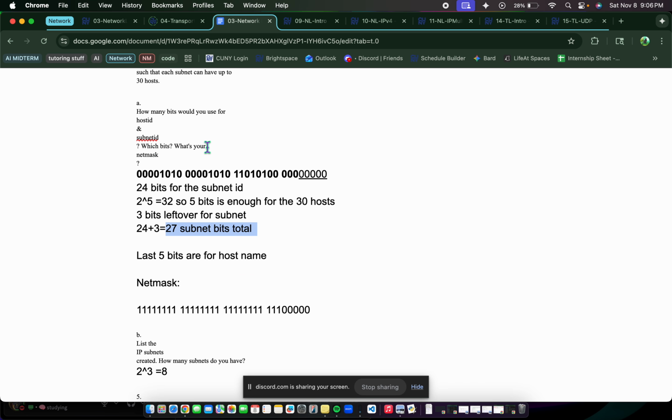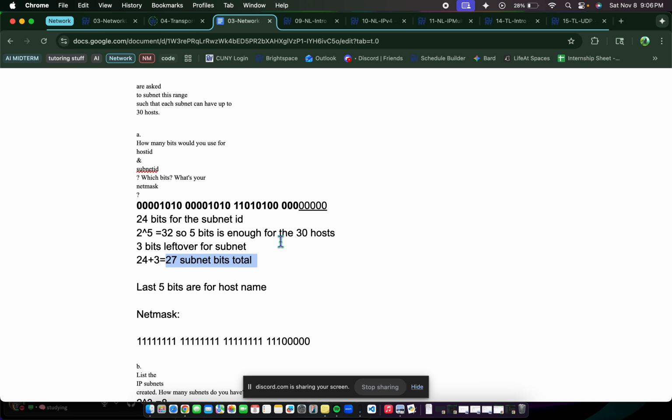And what's your net mask? Okay, net mask was the last thing we have to do. So net mask is these 27 bits. They're just going to be ones, right? And you can convert this into numbers as well.